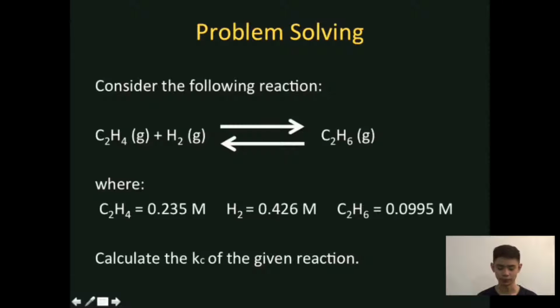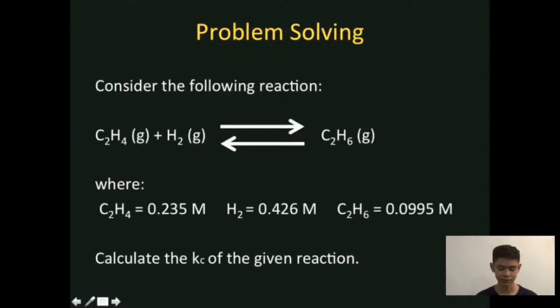Let's start with a simple problem. Consider the following reaction. Ethene combines with hydrogen gas in a synthesis reaction to form ethane, where the molarity of ethene is 0.235 molarity, hydrogen gas has 0.426 molarity, and ethane has 0.0995 molarity. Calculate the concentration equilibrium of the given reaction.